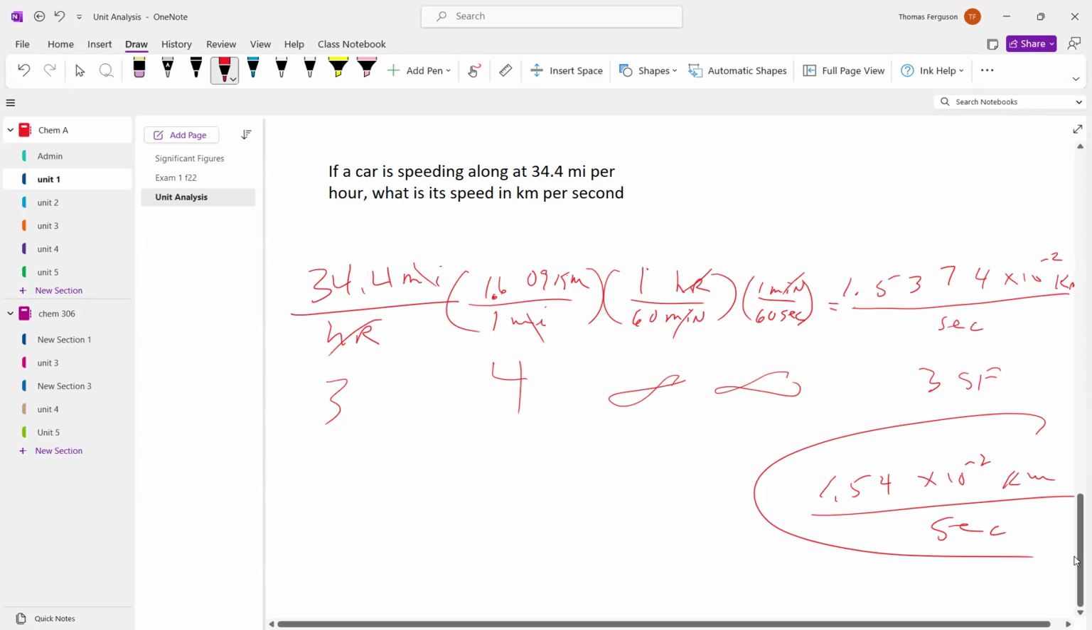Okay, so I'm going to go 34.4 times 1.6 and on the bottom, none of the ones count. Divide key 60, divide key 60 again, enter. So however many numbers are on the bottom, that's how many times you hit the divide key. One for each one. And the ones on the top, it's the multiply key.